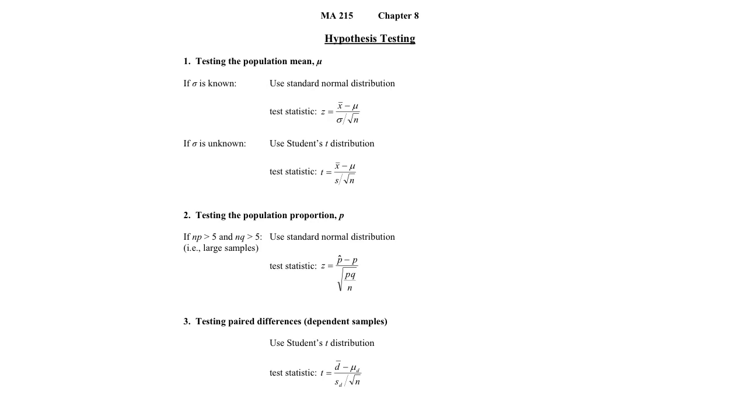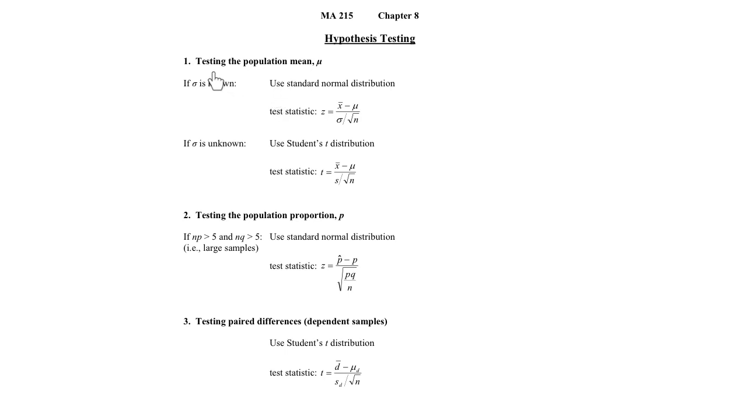This is the Chapter 8 handout. This can be found under the Handouts tab in Blackboard, but I just want to explain what we're working with here. So when we're testing the population mean, like we did in 8.1 and 8.2, there's two things that we use depending on whether or not we know sigma.